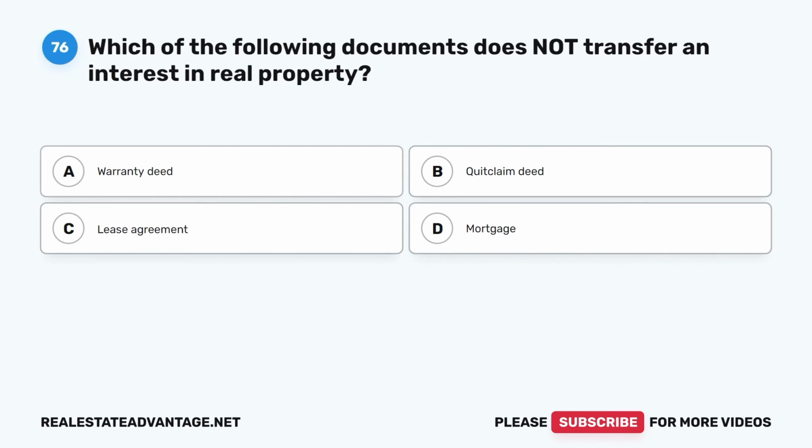Question 76. Which of the following documents does not transfer an interest in real property? A. Warranty deed. B.